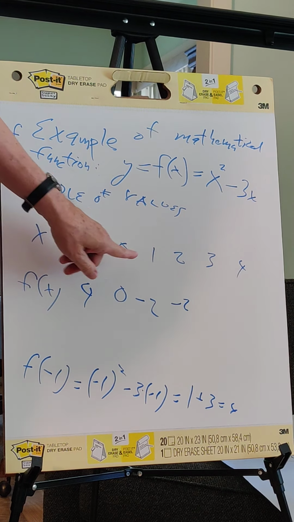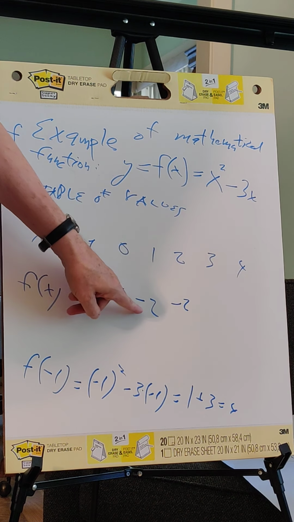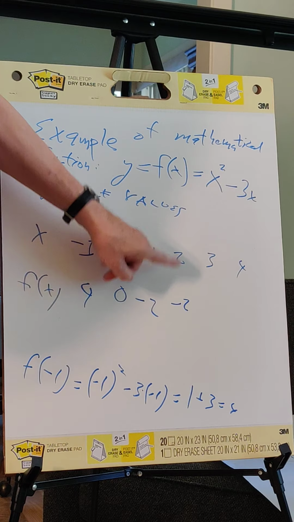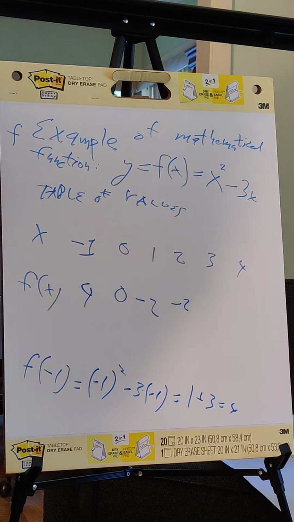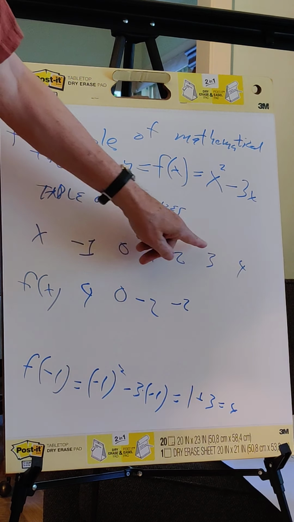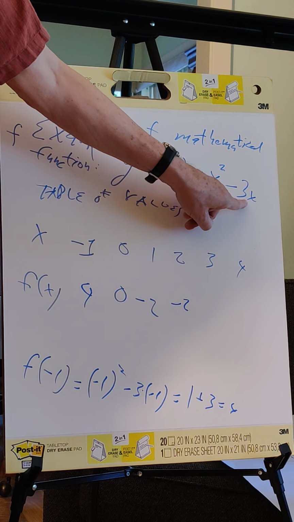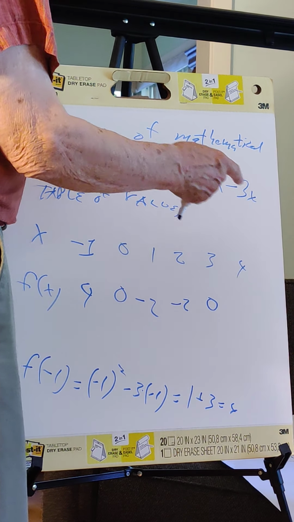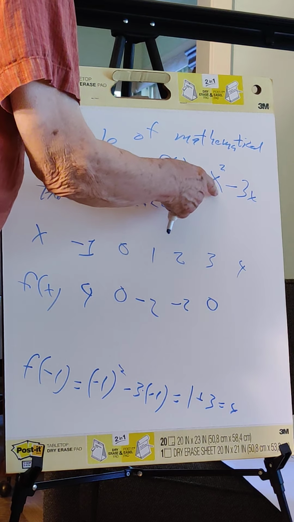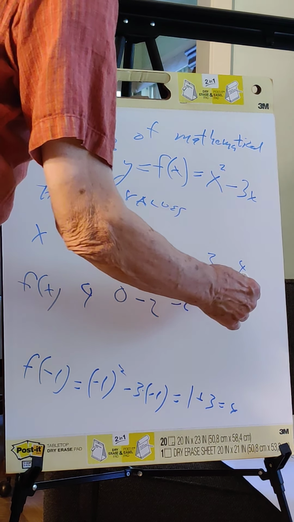Notice, by the way, that f of 1 is -2 and f of 2 is also -2. You can have different x values with the same y value. You can't have different y values and the same x value, by the way. That's not permitted for a function. So f of 3 is 3 squared minus 3 times 3, that's 0 again, isn't it? And f of 4 is 4 squared, 16, minus 3 times 4, which is 12.